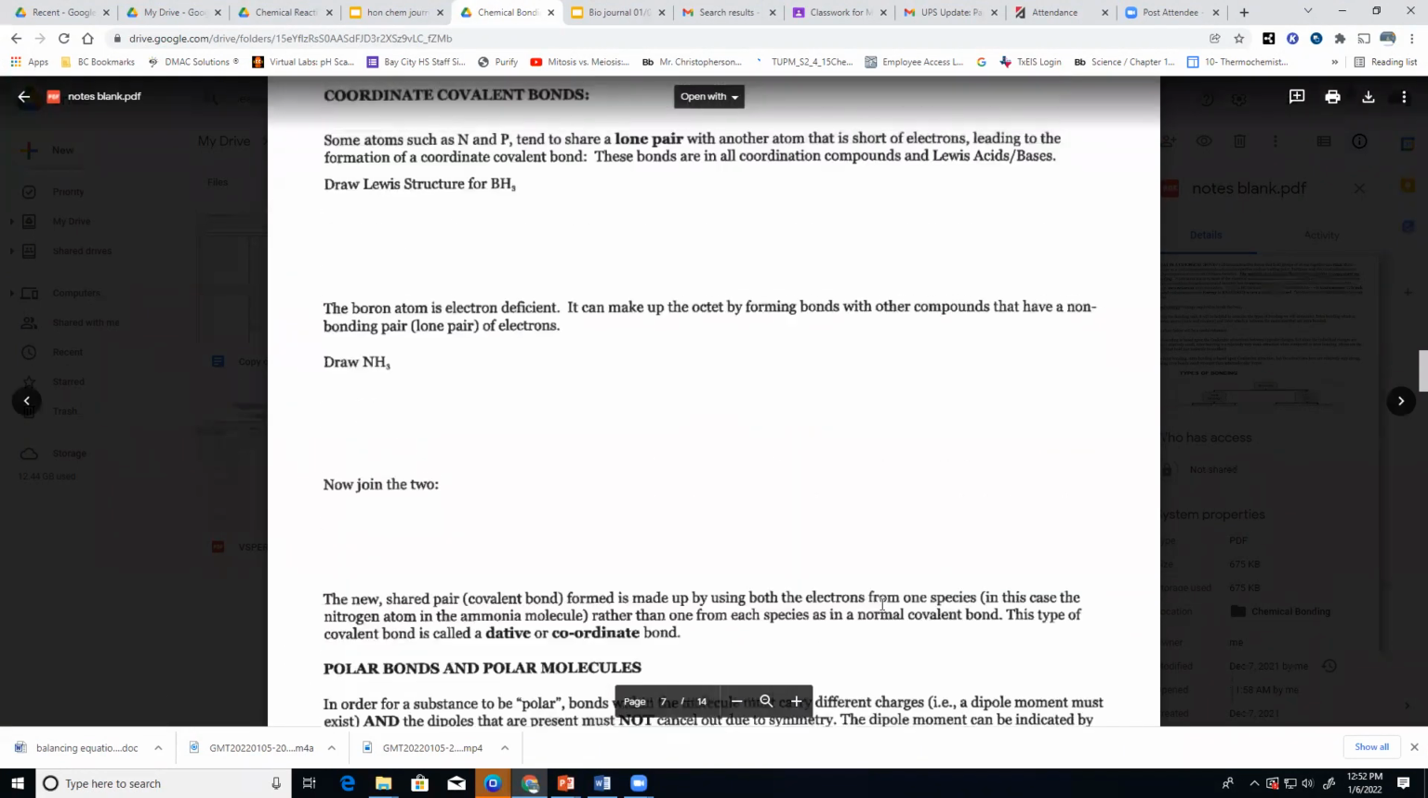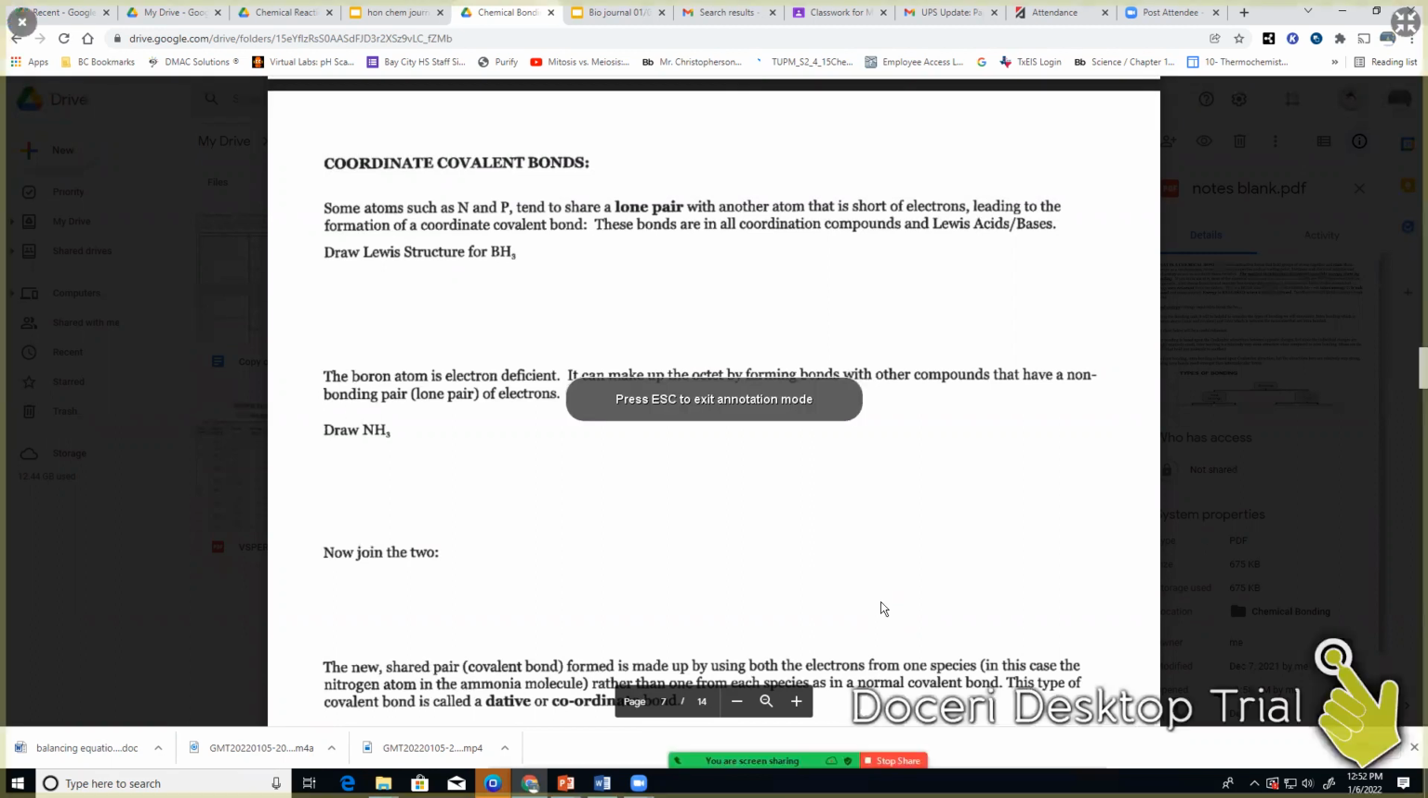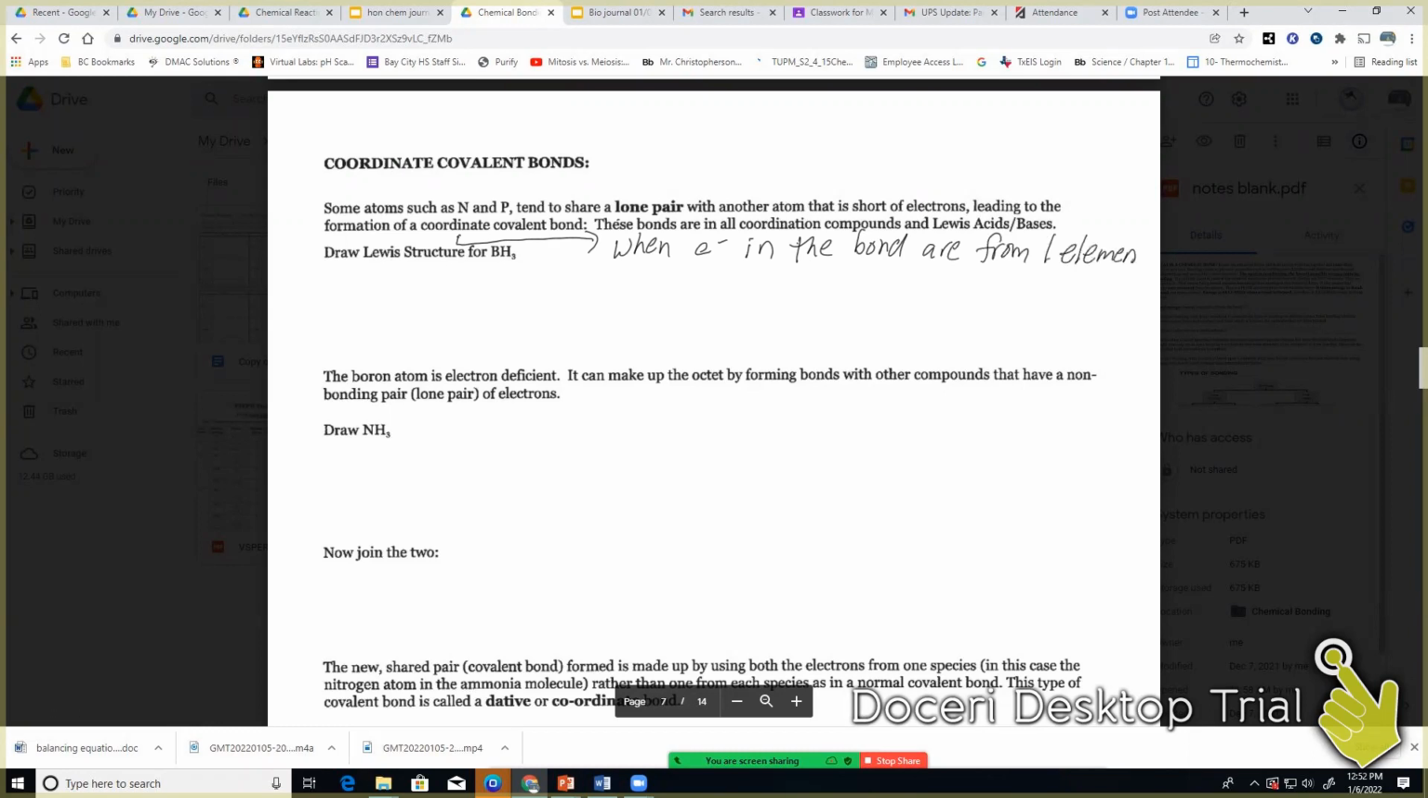And we're going to do this little bit, and then you'll have a little time to work on practice if you need to, because we're not going to jump into VSEPR yet. So there's something called a coordinate covalent bond, and those are atoms like nitrogen and phosphorus. Sometimes they will share a lone pair of electrons with another atom that is short of electrons. And those are called coordinate covalent bonds. So a coordinate covalent bond is when the electrons in the bond are from one element. Usually if I have a bond, one electron comes from one element and one electron comes from another element, but these are a little bit different.